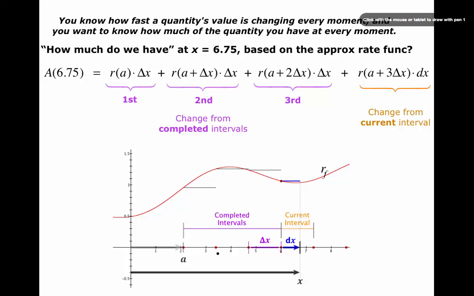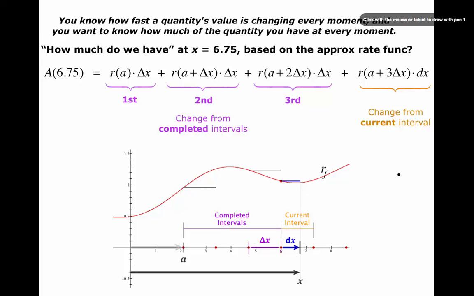So initially, to get to there, it's a. Then to get to the start of the next interval, we're going to add delta x. Then to get to the start of the next interval, we're going to add another delta x. And then to get to the start of the current interval, in this scenario, we would add 3 delta x's to a. Okay, and then that gives us the rate, and then we take the constant rate times the change in x to get the little change for each interval. Other questions?